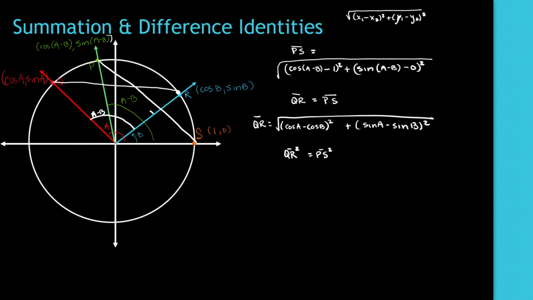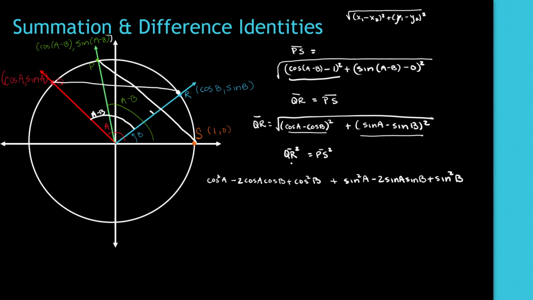Now, if QR is equal to PS, that also means that QR squared is equal to PS squared, so I can get rid of the square roots. And now let's FOIL some things out. Let's deal with QR first. This will give me cosine squared of A minus 2 cosine A cosine B plus cosine squared of B. Plus, now let's FOIL this part. That'll get me sine squared of A minus 2 sine A sine B plus sine squared of B. All of that is QR squared, and that's going to equal PS squared.